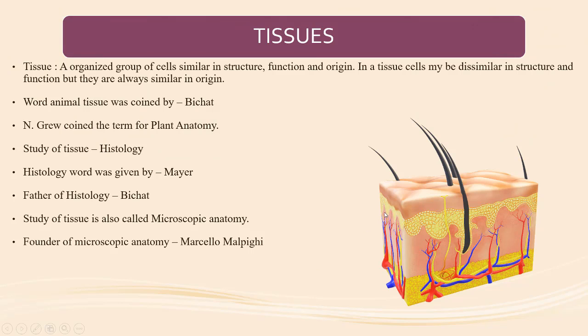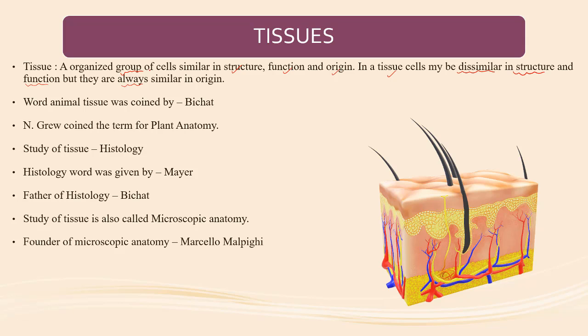Tissues are organized groups of cells, similar in function and structure, and origin too. I mean a group of cells which are similar in function, similar in origin and similar in structure. They group together to make what? Tissues. Understood? In a tissue, cells may be dissimilar in structure and function, but they are always similar in origin.